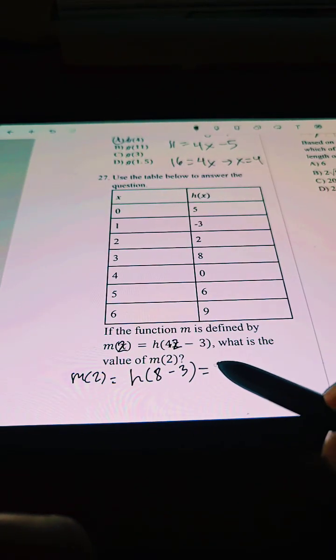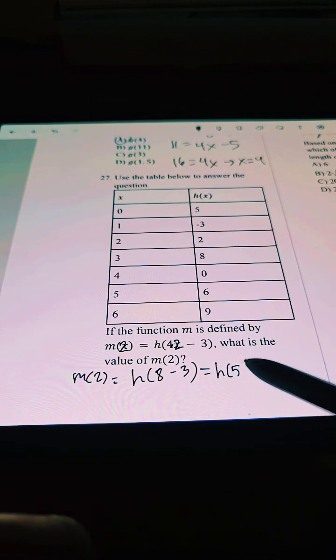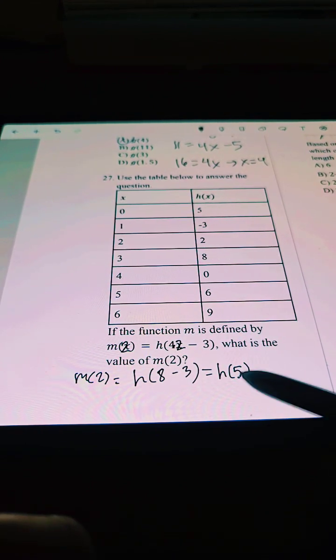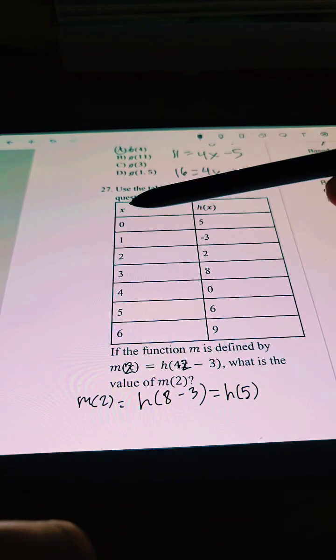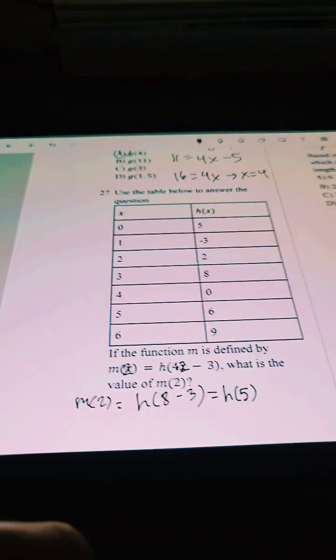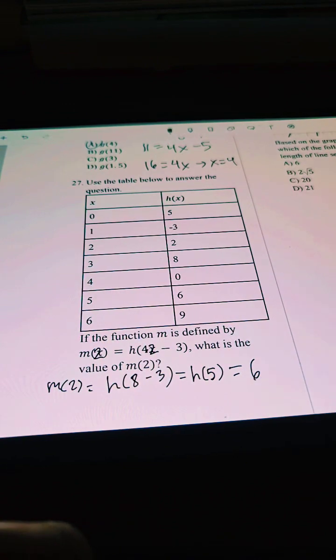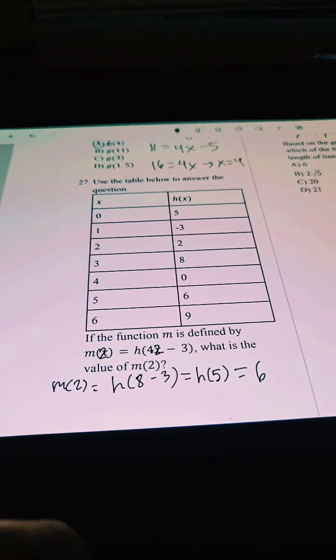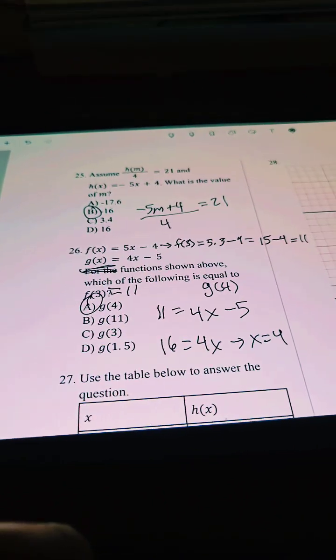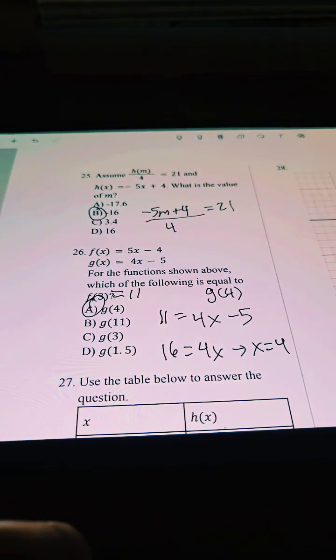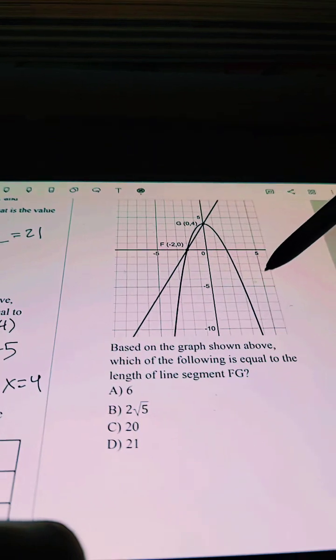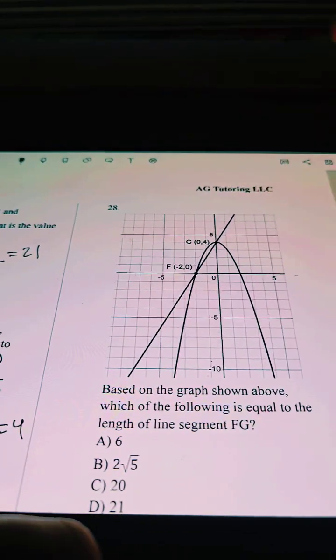And then that's going to be equal to h of 5. So h of 5 is the h value when x is 5. So let's go to where x is 5. The h value is 6. So that's our answer, 6. And then now, let me just erase this. And let's go to number 28.